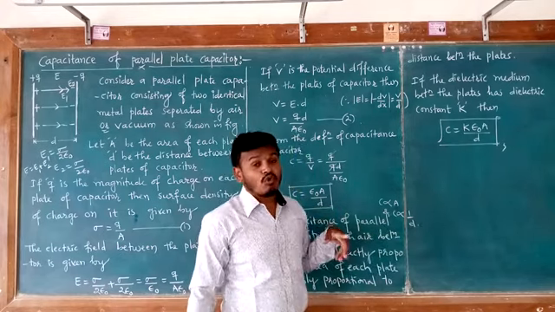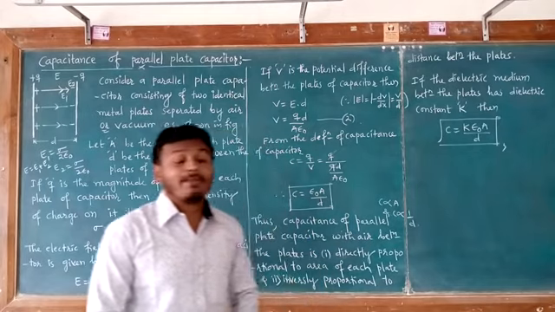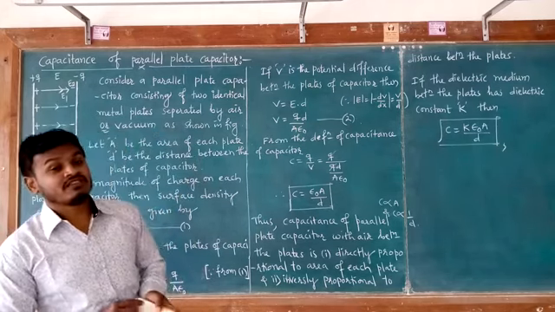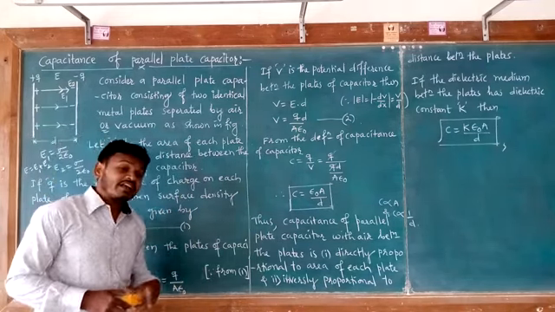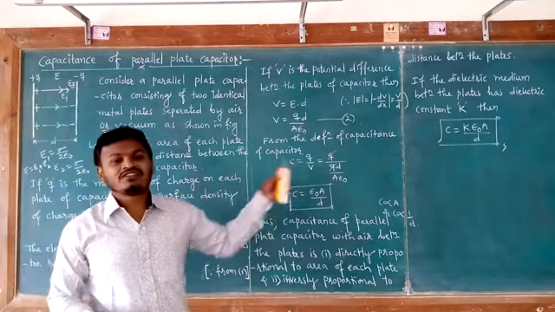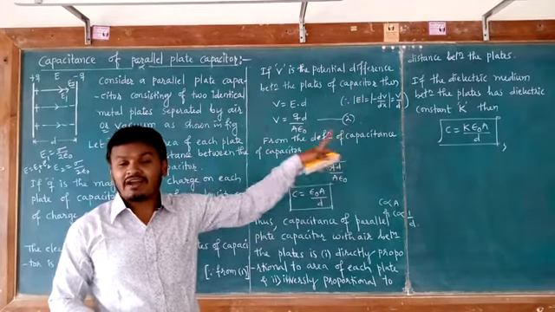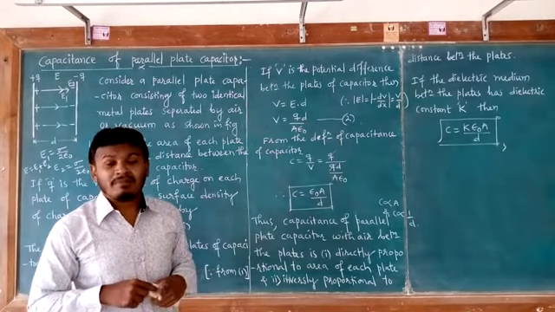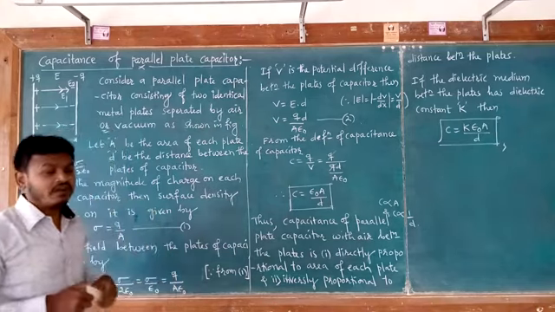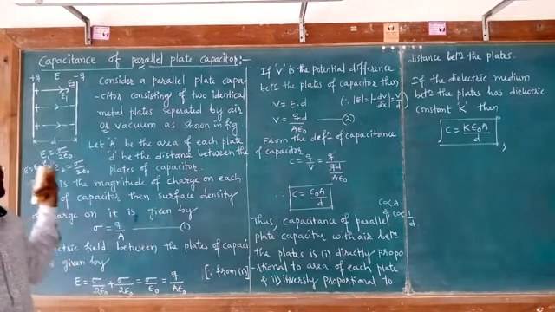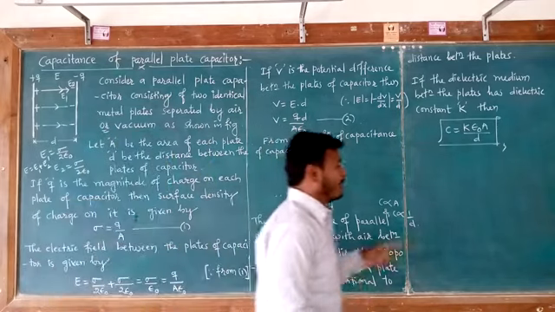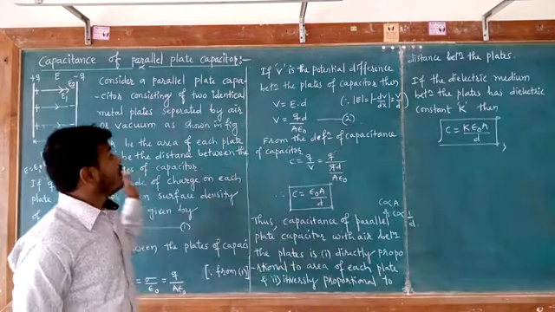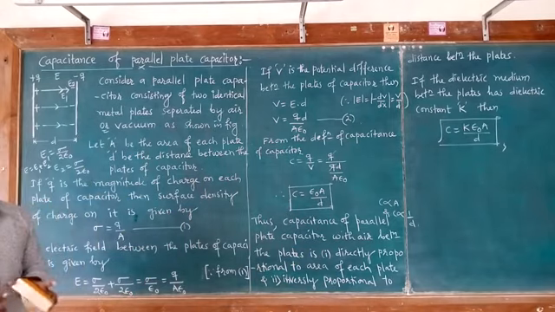The next content: what if the dielectric medium between the plates has a dielectric constant K. If the dielectric medium between the plates of the capacitor has a dielectric constant K, then the capacitance of a parallel plate capacitor is given by C is equal to K times epsilon naught A divided by d, where K is the relative permittivity or dielectric constant, A is the area of each plate, epsilon naught is the free space permittivity, and d is the distance of separation between the plates. This is the expression for the capacitance of a parallel plate capacitor.